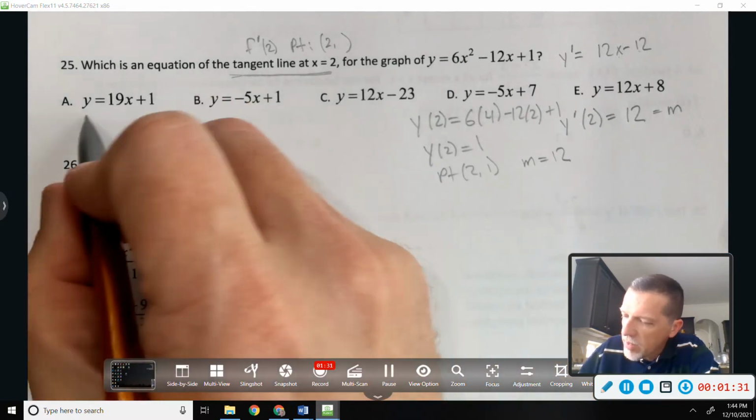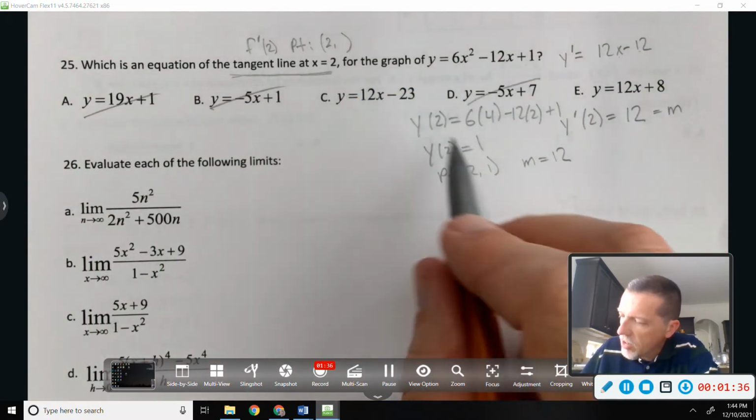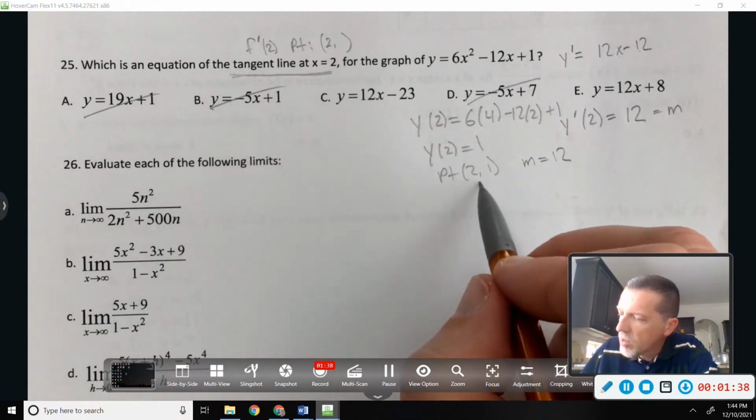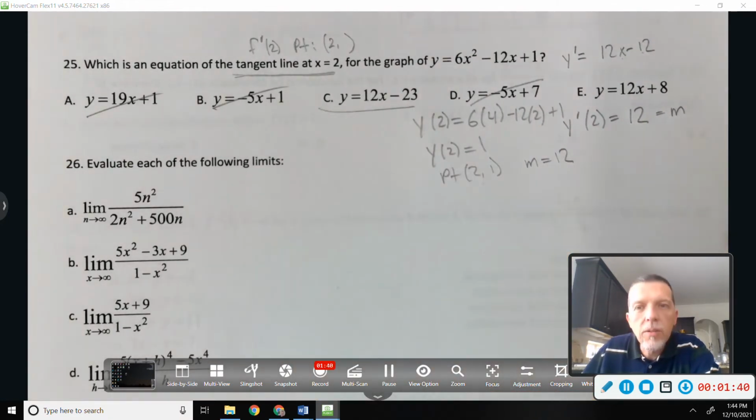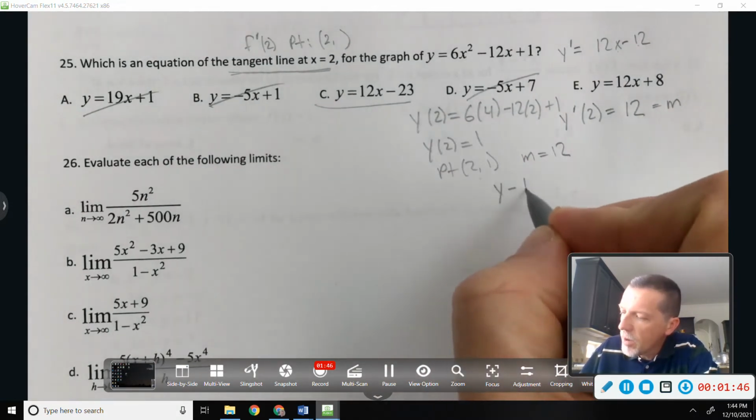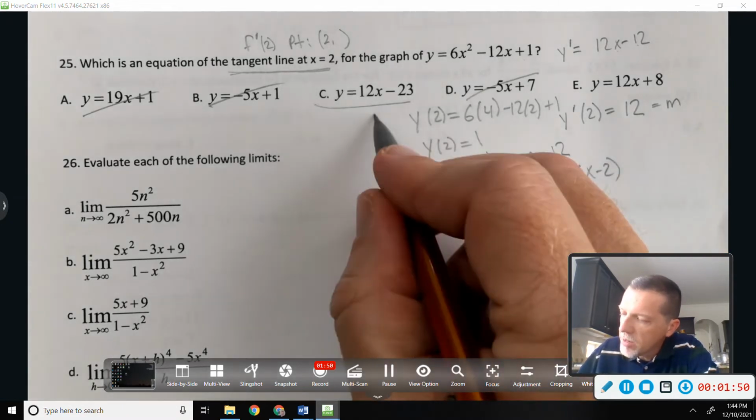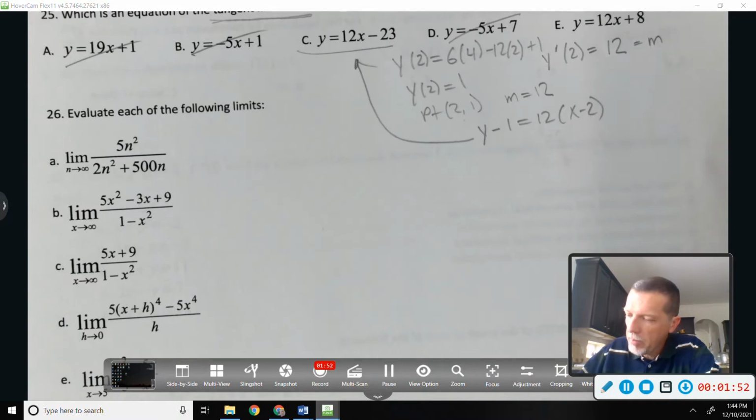So already I could throw out some of these. And actually I could just go see which one of these gives me 2, 1 as a point. And that's the only one that does. So working forwards, working backwards a little bit, kind of meet in the middle, as opposed to y minus 1 equals 12 times x minus 2. Multiply it all out, and you would land right there anyway.